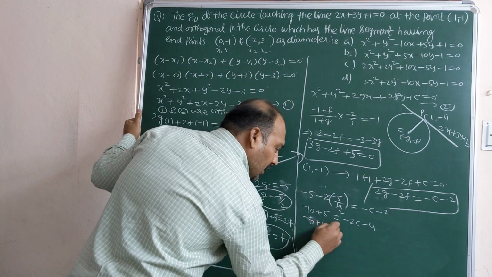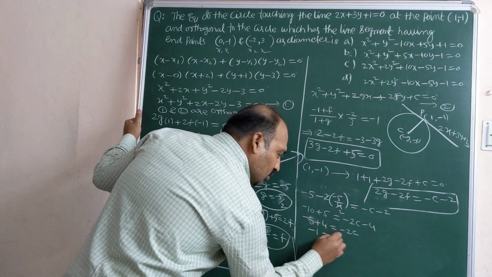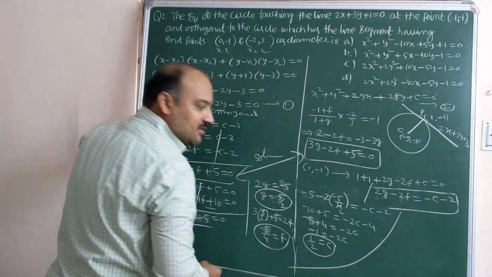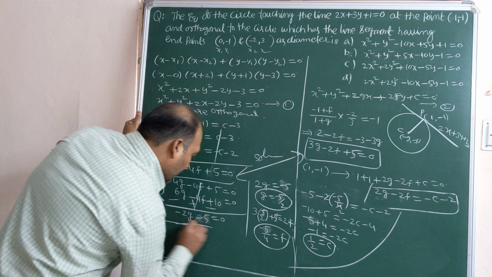Minus 5 plus 4 equal to minus 2c, minus 1 is equal to minus 2c, c is equal to 1 by 2. C value no change, dear students. So the circle equation we want.